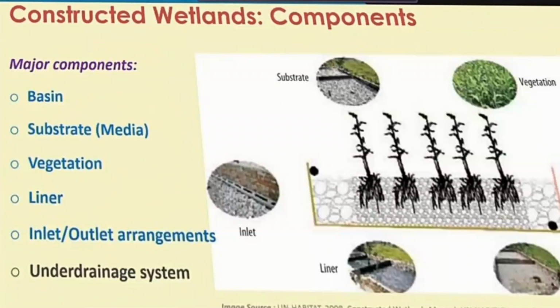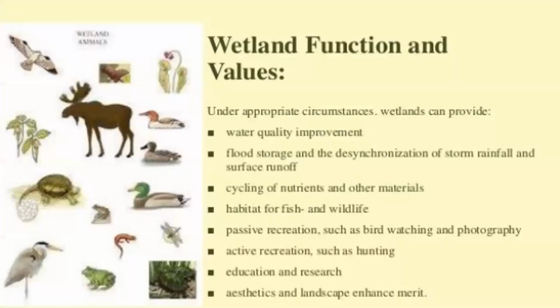This figure shows the components of a constructed wetland. A basin with a substrate is used, with gravel as the media over which vegetation grows. There is an arrangement for water in the wetland, that is, inlet and outlet arrangements. For water movement, an underdrainage system is also provided so the outlet water can move out through this basin.